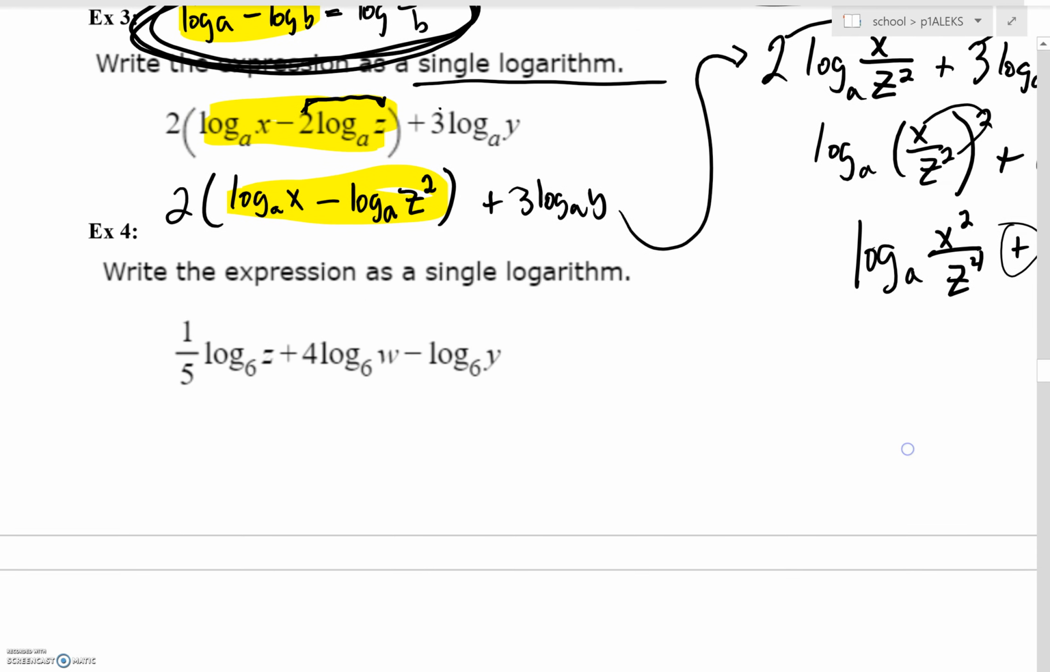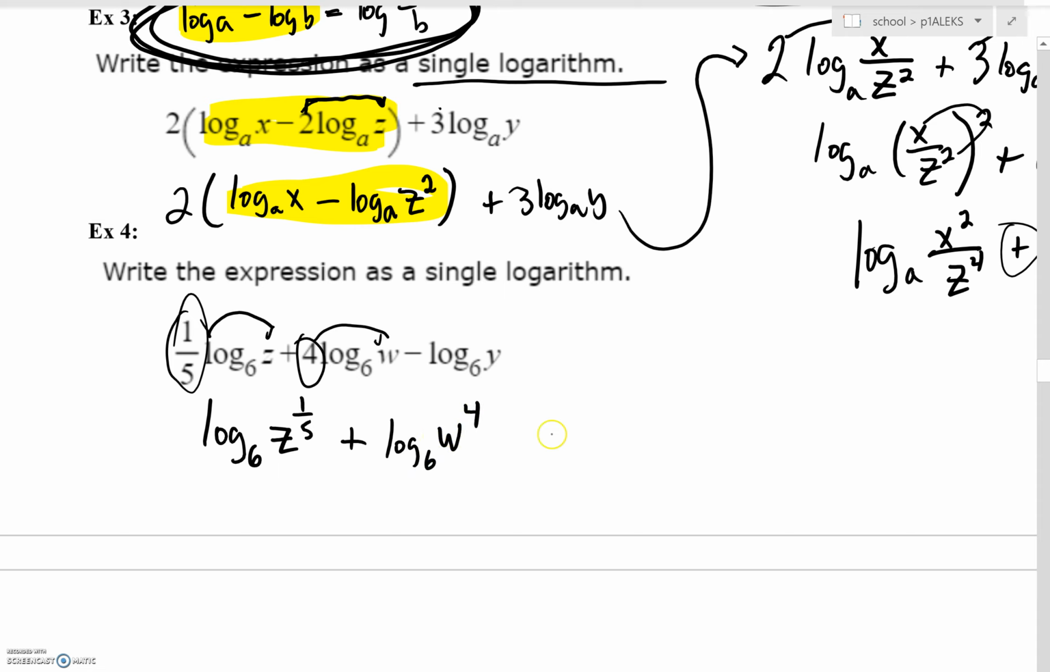Okay, as we take a look at this next problem, you can see it says write the expression as a single logarithm. Anytime you have a number out in front, raise those numbers up as powers. This will become log base 6 of z to the 1/5 plus log base 6 of w to the 4th. You could say minus log base 6 of just a y.